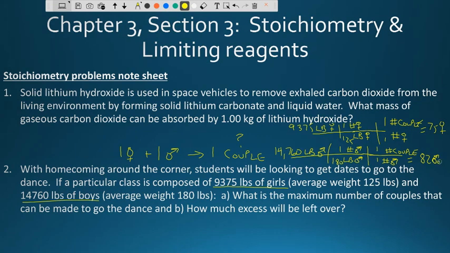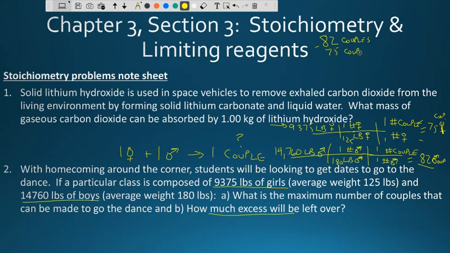I should say couples in this case, not females. This would be couples. Okay? So what are we running out of? We're running out of females. I would end up with only 75 couples. Okay? Now, the question here, how much excess remains? Well, if I have only 75 couples, notice that if it was up to the boys, I can have 82 couples. If it was up to the girls, I'd have 75 couples.